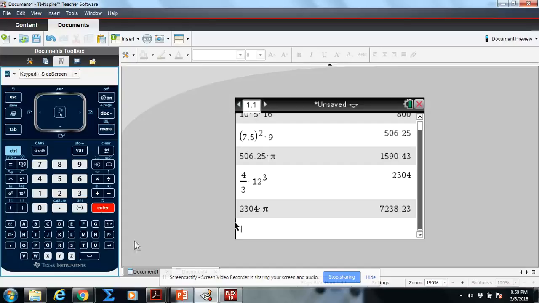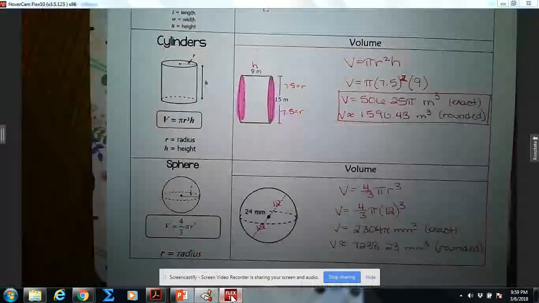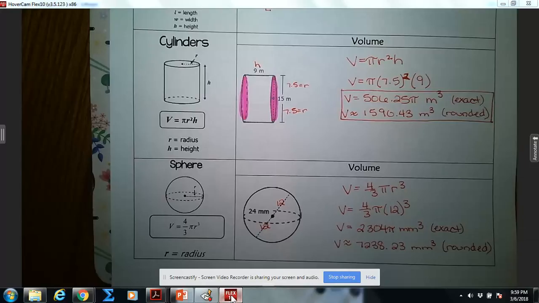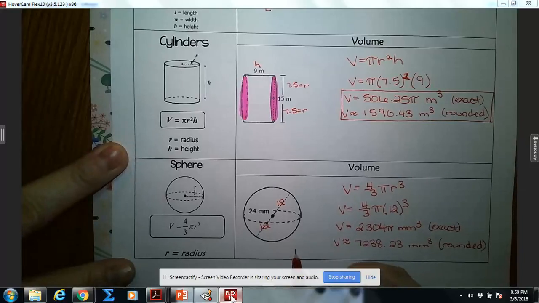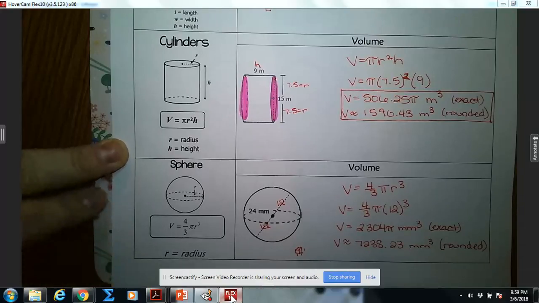So that means 7,238.23 tiny little millimeter by millimeter by millimeter cubes. I can't even draw it so small. Okay, but that might be a millimeter by millimeter by millimeter, and 7,238.23 of those fit inside the sphere. Okay, we are halfway done. Let's roll. Keep going. Flip over with me.